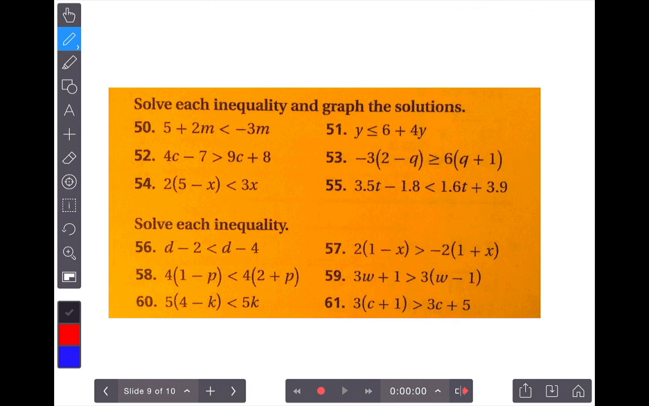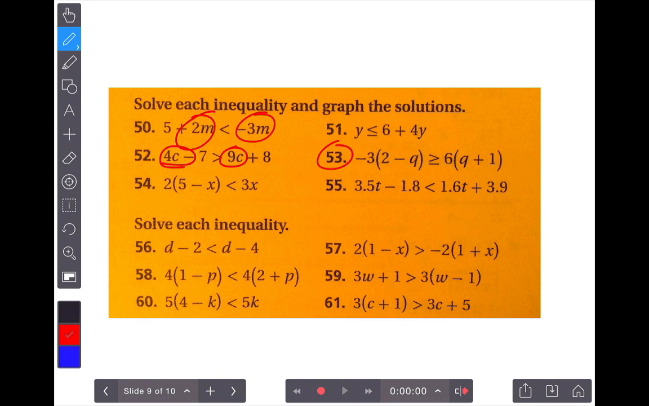Now, let's look at this one. I didn't spend a lot of time on that word problem. You're going to have to stop it and go back over it and replay it, I guess. On this slide, solve each inequality and graph the solution. On these, notice that there's variables on both sides. Variables on both sides. So you're going to have to move one to the other.